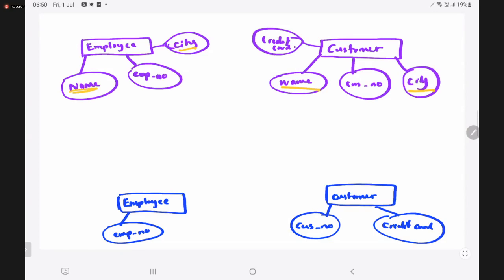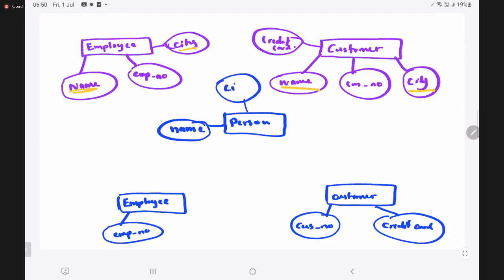Employee is also a person, customer is also a person. So you can draw the person entity with those similar characteristics, name and city.